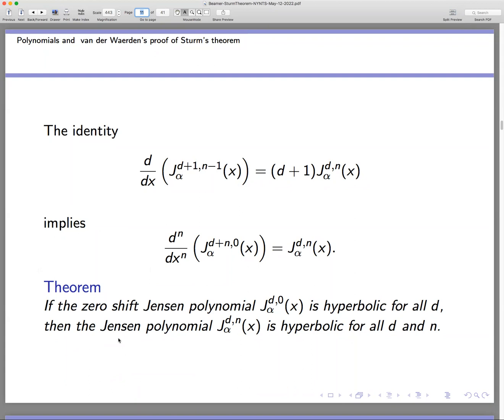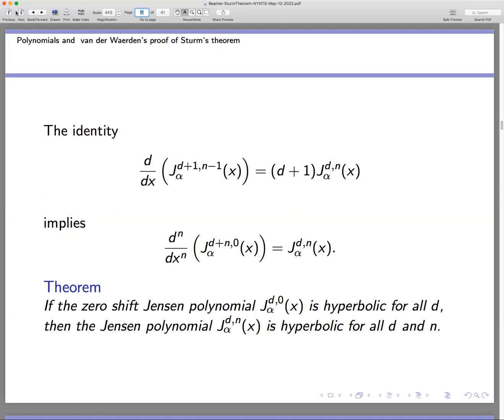Thank you. But the corollary of this is that if you take the zero shift Jensen polynomials, the J alpha d's with shift 0, if this is hyperbolic for all d, then all the derivatives are hyperbolic. And if you differentiate this, you get the n shift 1. So if you want to know whether the Jensen polynomials are hyperbolic for all d and all n, it's enough just to know it for all d and n equal to 0.